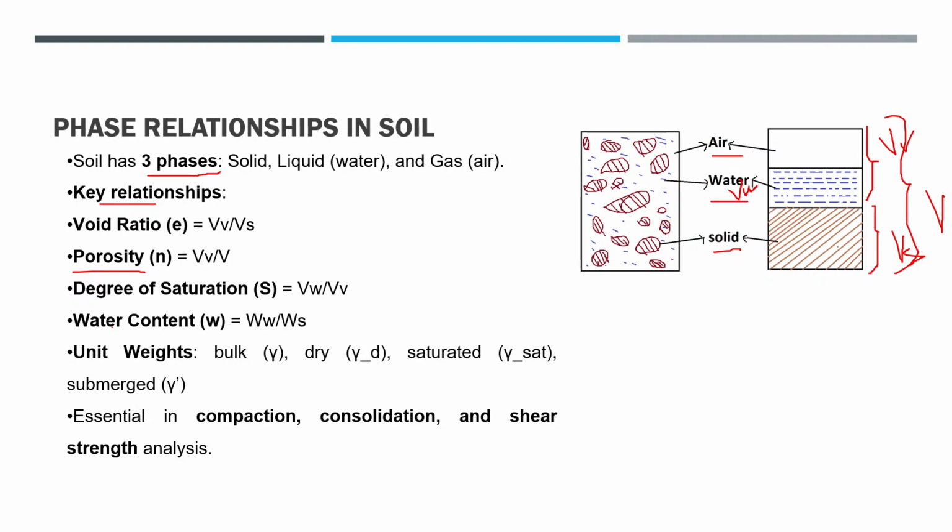And next is unit weight. Here unit weight is defined as the ratio of weight by volume, weight divided by its volume. While we consider the bulk unit weight, we have to consider the soil as partially saturated soil. While considering the dry unit weight, we consider the dry soil. For saturated unit weight, we consider the soil as completely saturated. And for submerged unit weight, we take the submerged soil weight.